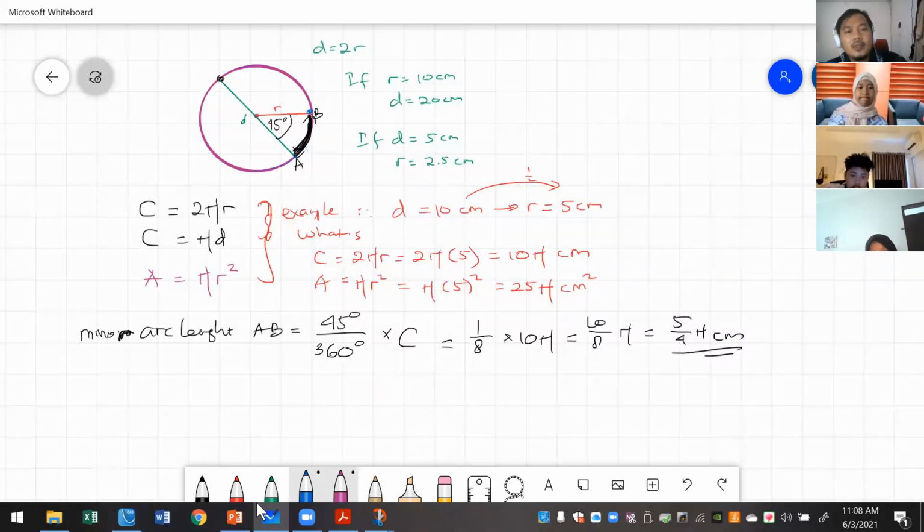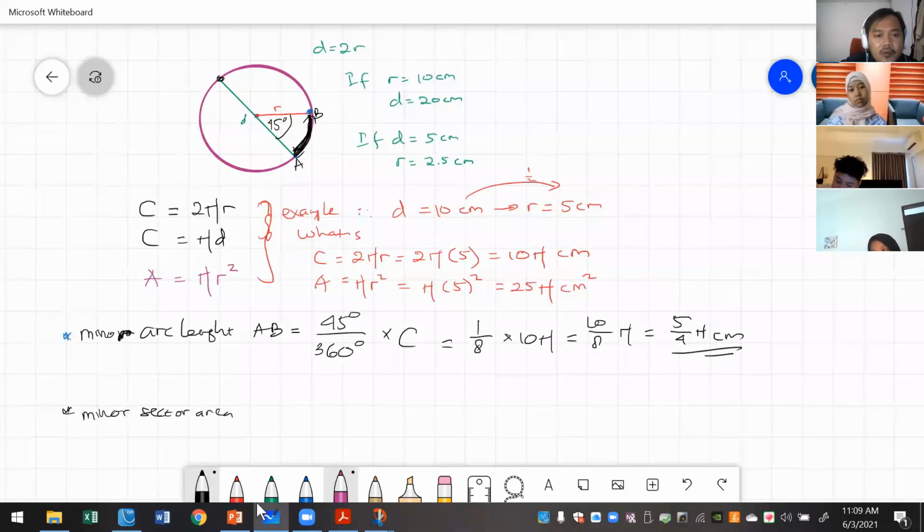The same thing with the sector area, right? So if I have another question, what is the minor sector area of AB? You do exactly the same thing, but the difference is instead of multiplying this by the circumference, you multiply this by the area. Why? Because the minor sector area is the area in here, right? It's like a slice of pizza. The area, right? It means that you multiply this with the area.